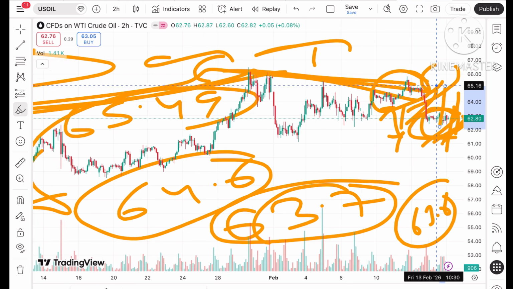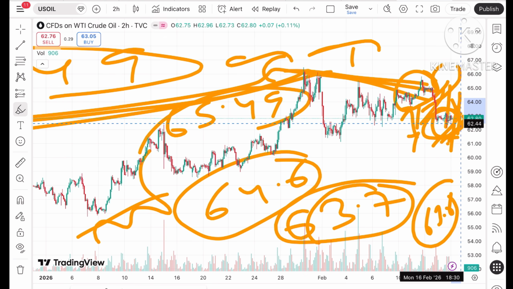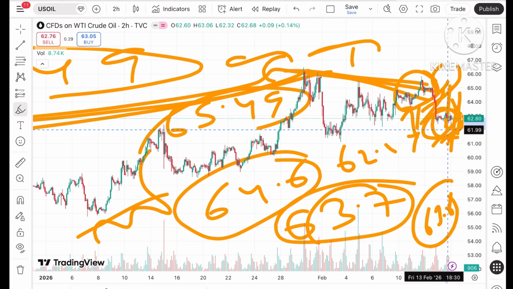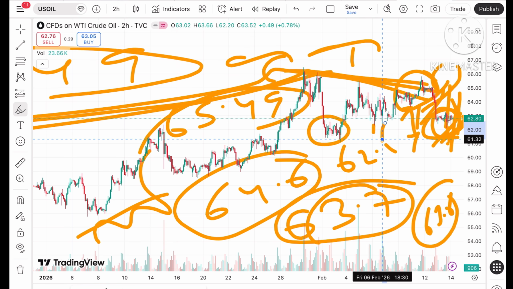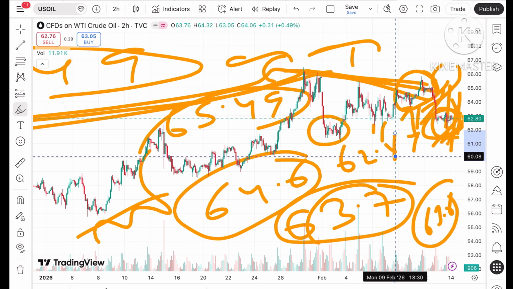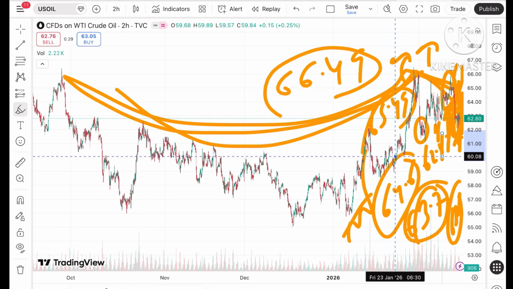But if it keeps falling below this level or moves out of the zone below a level of $62.4, it will fall further, and there is a probability of going towards a level in this zone, then a further downfall can be seen towards 61, and if the price doesn't sustain, a further fall can be seen towards 60.